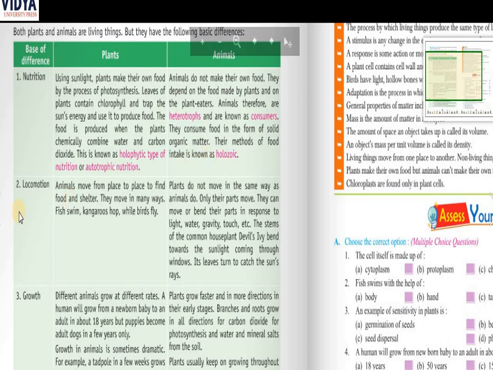Next, locomotion. Actually, this column is for plants. So the animal part should be written in this column and this part in the other. Basically, this is a correction. This part should be written here and this part should be written here, and in the below paragraph also, the animal part should be in the animal column and the plant part should be in the plant column. So please do make the correction.